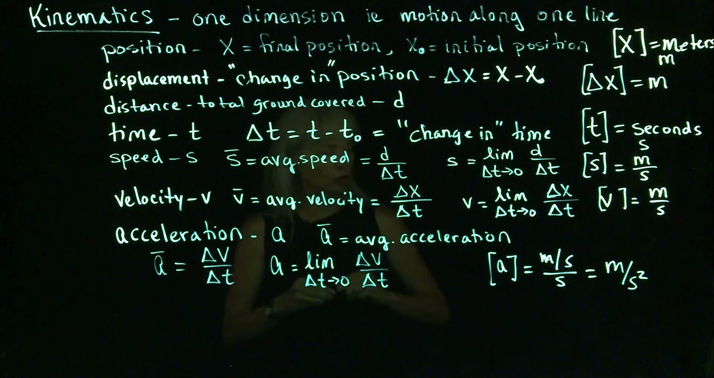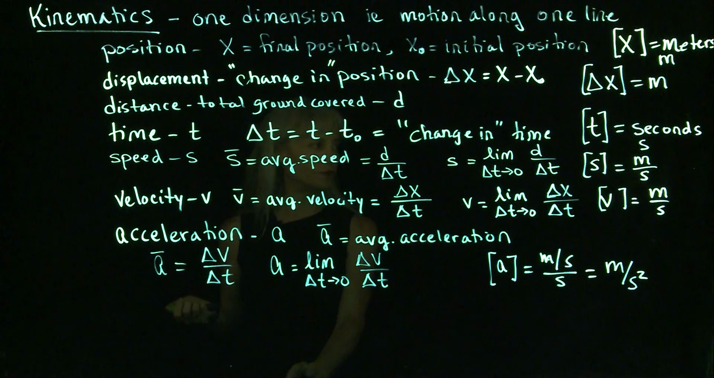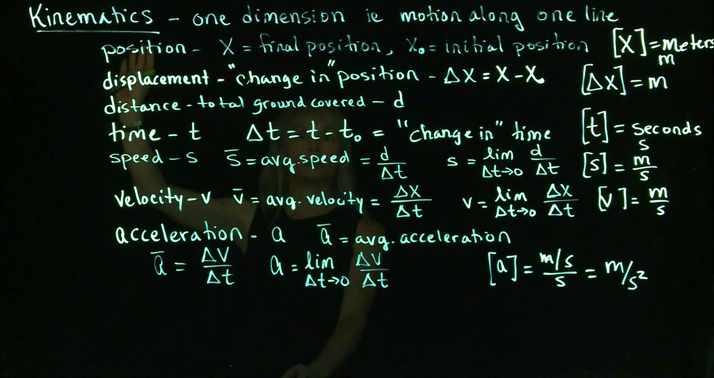So that gives us the units standard in the metric system for these different quantities. And these are all we need to be able to describe motion. Our task now is to fully understand them and be able to relate them to one another.